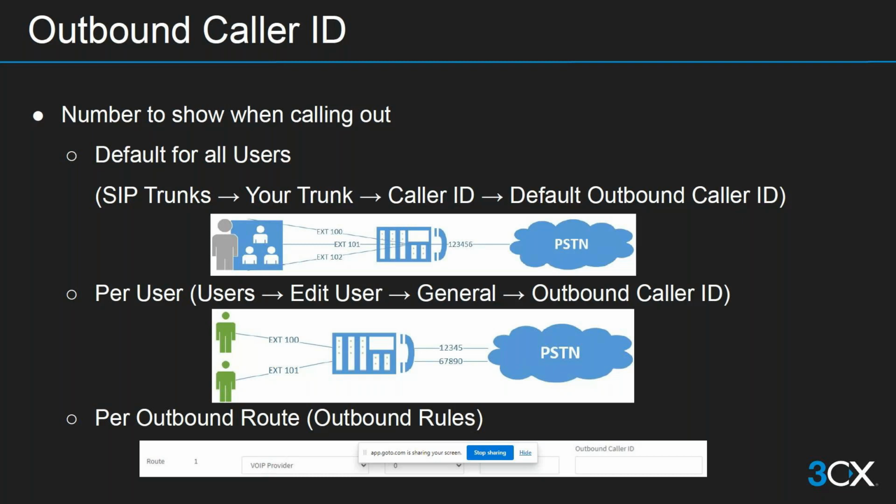Okay, so make sure your provider allows the number that you set in the default outbound caller ID. Per user, that's when you, for example, have users that have DIDs and they have to present their DIDs on their outbound calls. That you do on the users, edit user, general, outbound caller ID. That outbound caller ID there follows the same rule as the outbound caller ID in the main trunk.